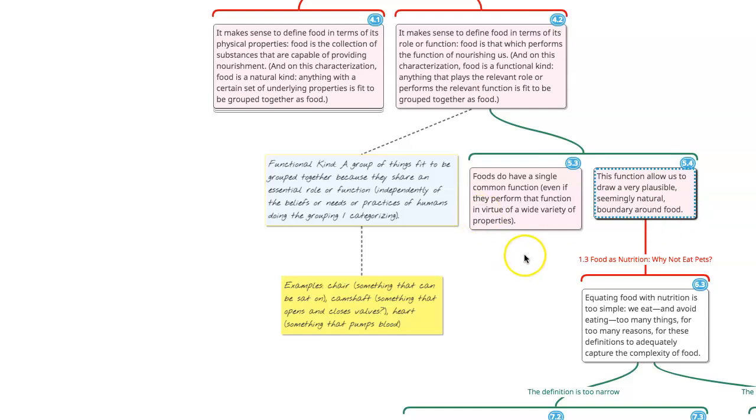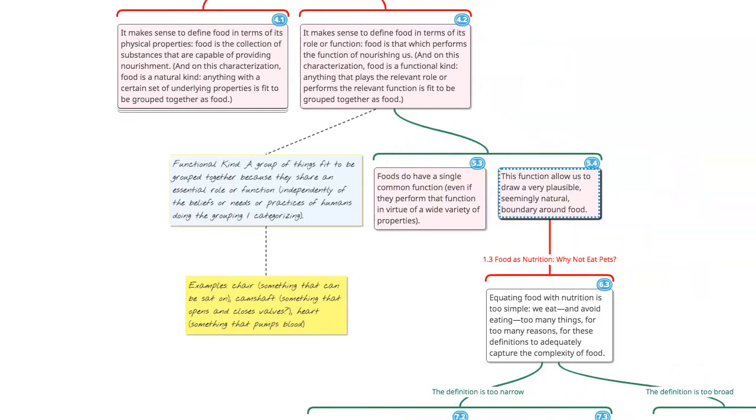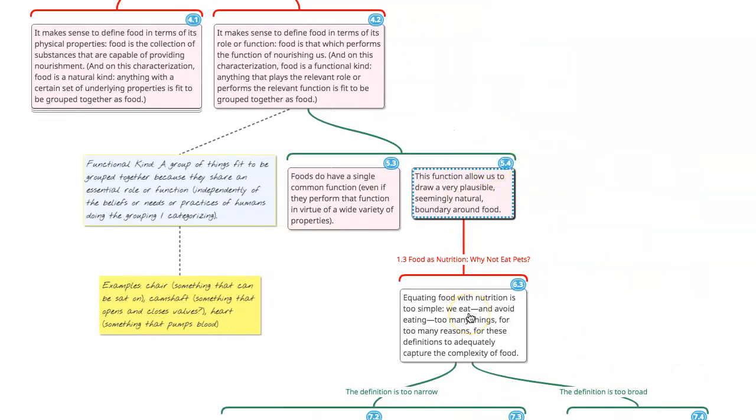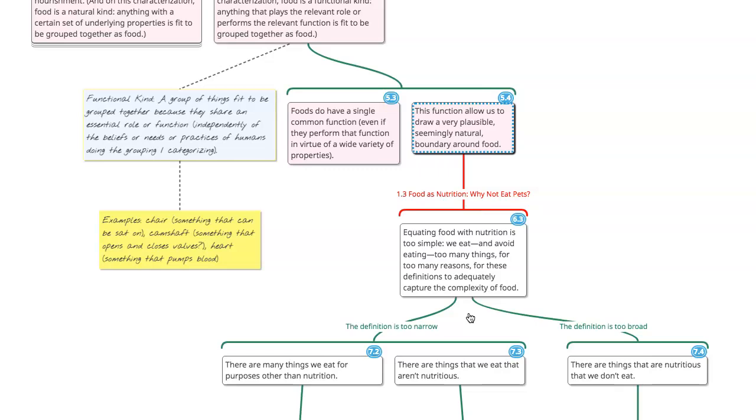The function, of course, performs the function of nourishing us. Okay, so here we get the objection to whether we're looking at properties or function. We do seem to be able to draw a plausible, seemingly natural boundary around food. Is that right? And in section 1.3, we get into the objection to both of these ways of thinking about the nature of food as a category.